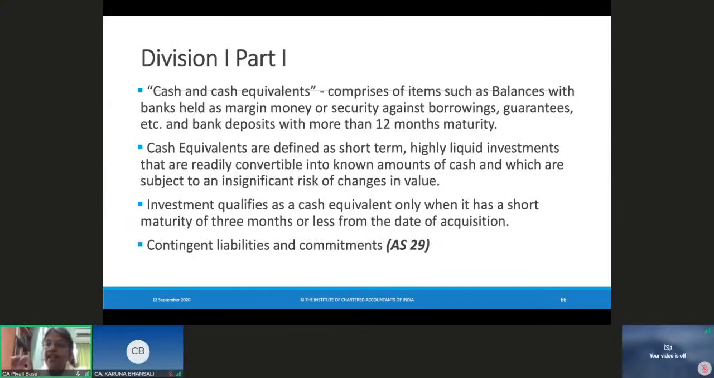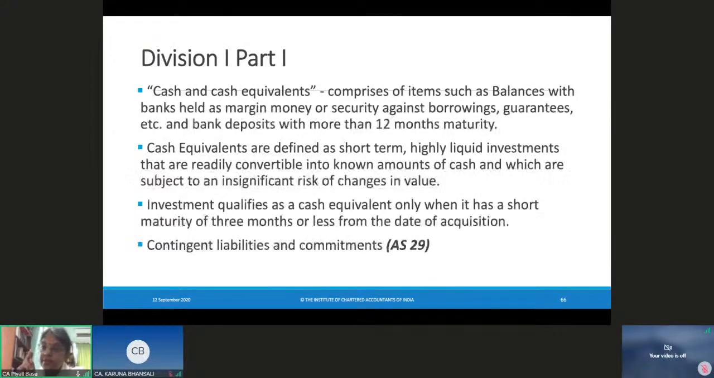What is the meaning of subject to an insignificant risk of changes in value? That it will not reduce in value. Neither will it reduce in value nor will the recovery be deferred. Only then is such risk very minimum, insignificant, and hence can be constituted as a cash equivalent. An investment qualifies as a cash equivalent only when it is held for a short-term maturity of 3 months. Please keep that in mind.